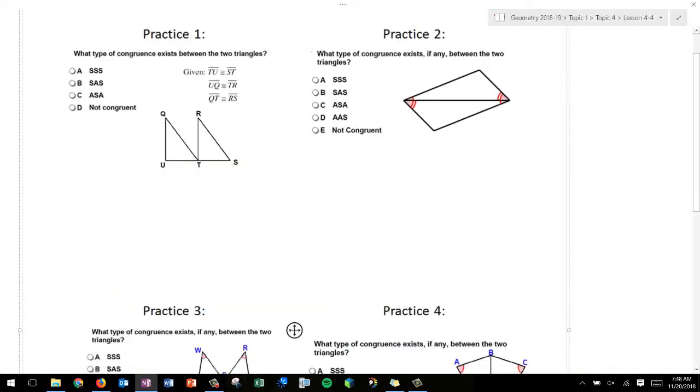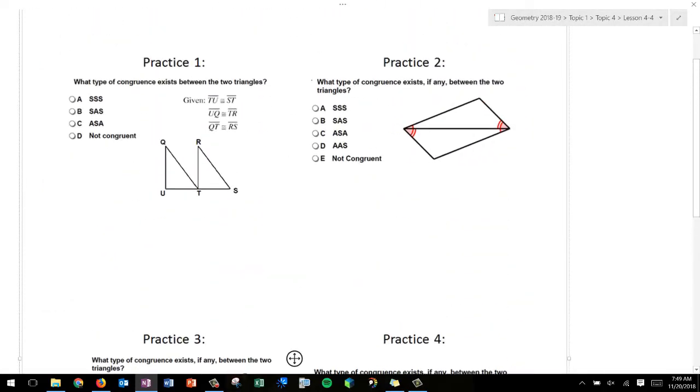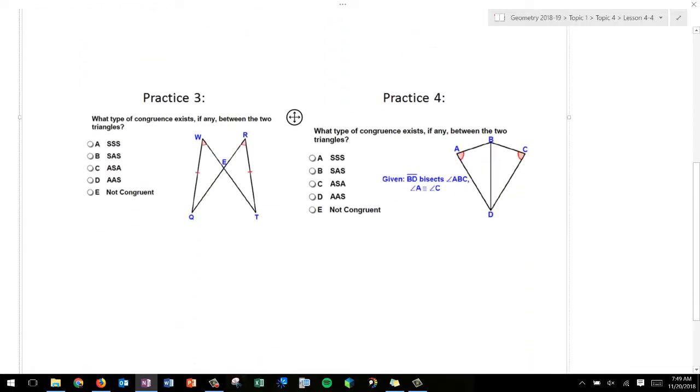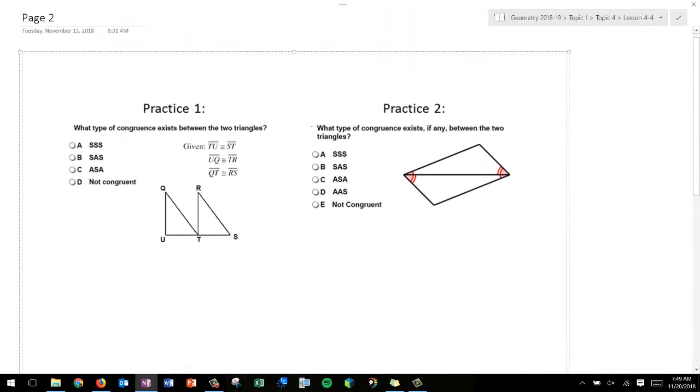So here's just some practice. This is a quick hitter. I want you to look at these pictures and what's given, and I want you to try to figure out what type of congruence exists here. I'm going to pause the video and let you try practices 1, 2, 3, and 4, and then I'm going to come back in and talk through them.